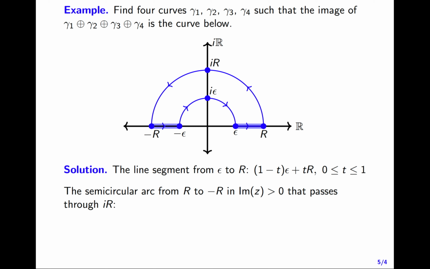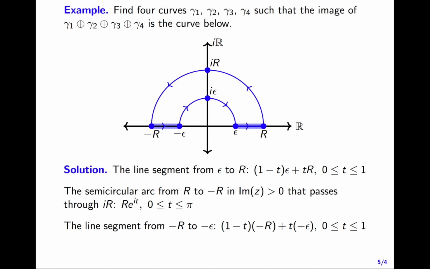Next, I'll do the semicircular arc from r to minus r in the upper half plane with the imaginary part of z greater than 0. And that's going to pass through ir. So that parameterization will be r e to the it for t between 0 and pi, because this is part of the circle of radius r centered at the origin. I'll do the line segment from minus r to minus epsilon. That's easy. That's 1 minus t times minus r plus t times minus epsilon for t again between 0 and 1.